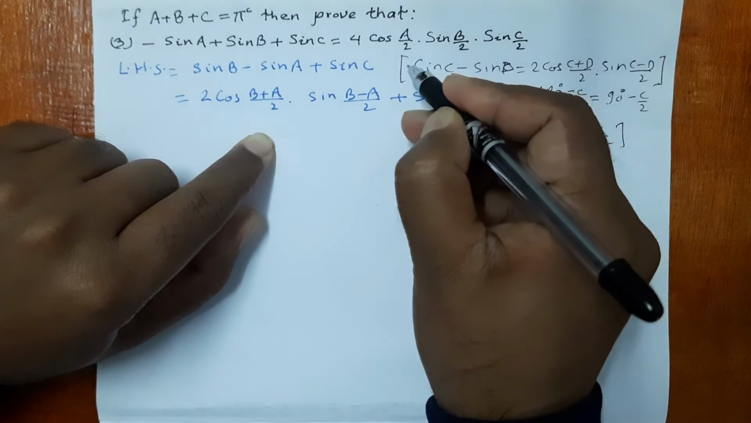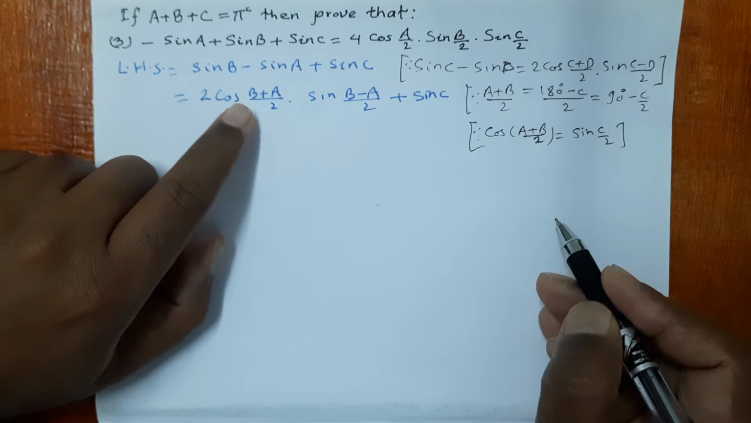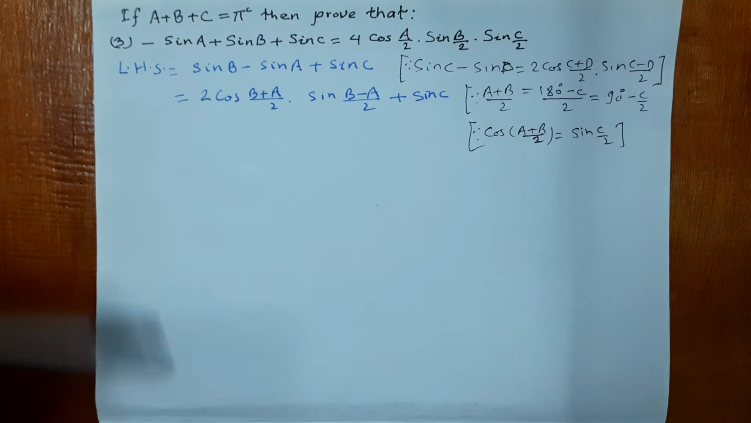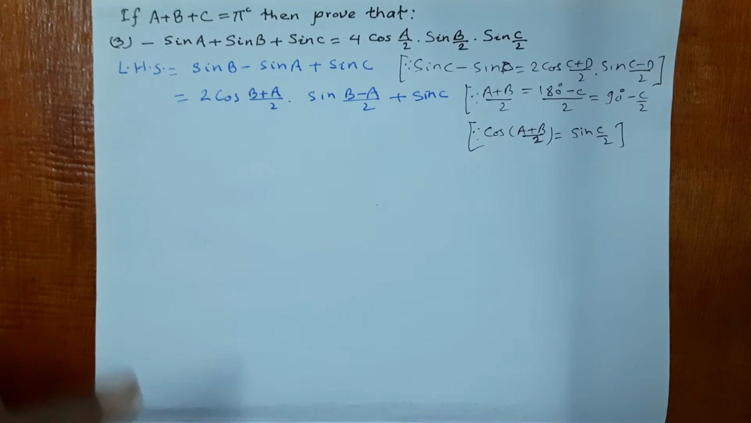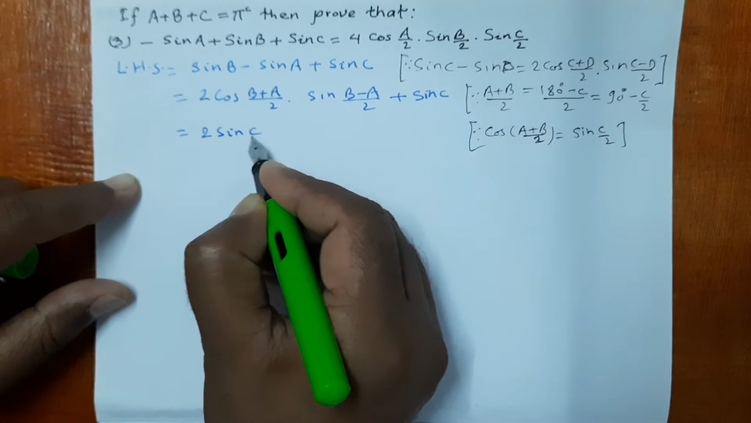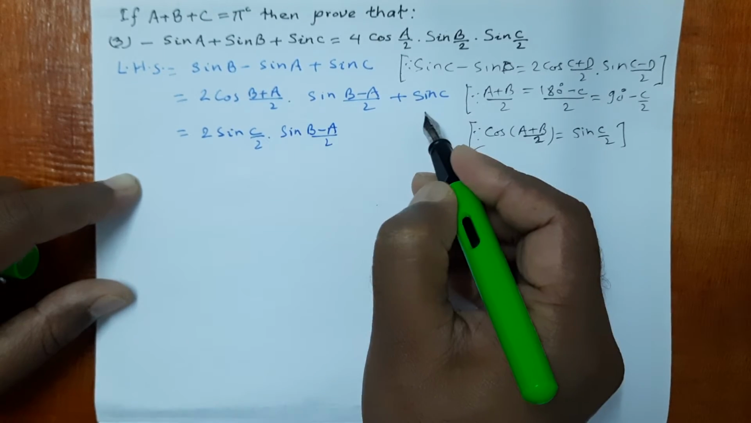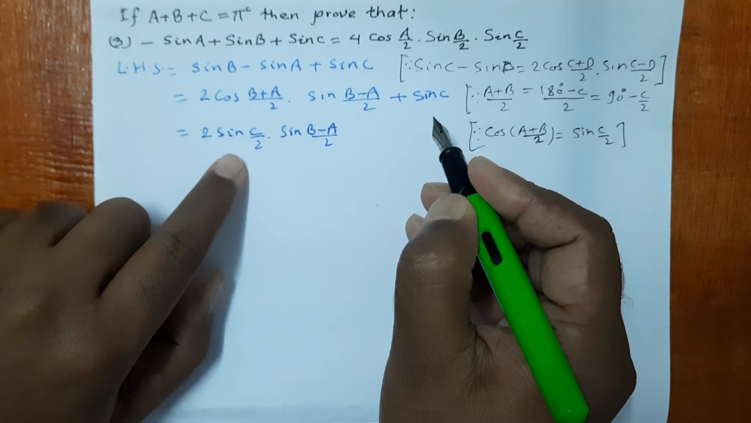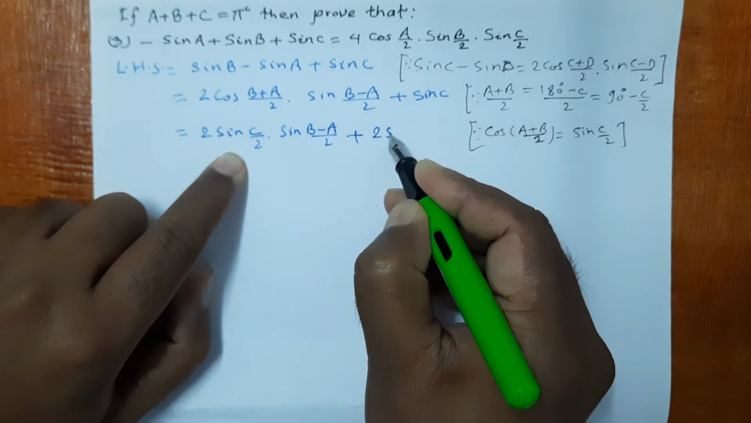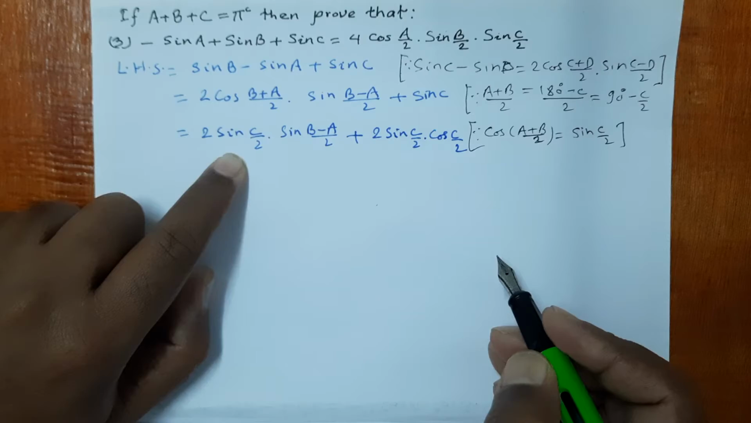Okay, so this cos b plus a or a plus b, same thing. So cos b plus a over 2 equals sine c over 2. And now this equals 2 sine c over 2 times sine b minus a over 2, and sine c also we should express in this term. The sine c formula is 2 sine c over 2 cos c over 2.